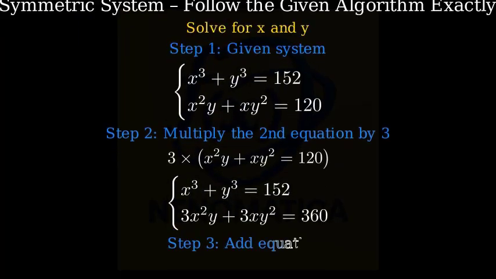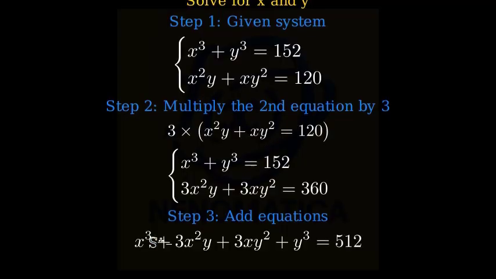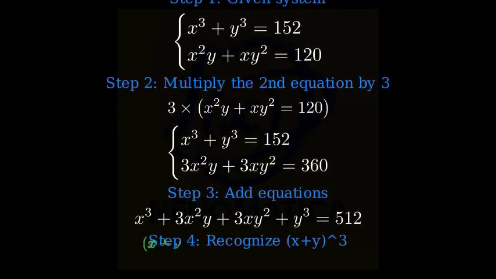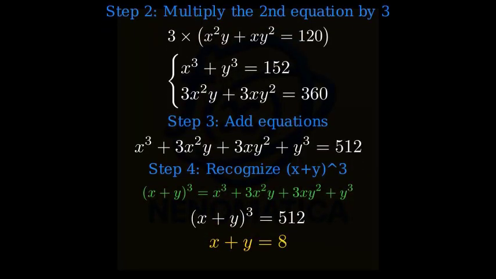Step 3. Add the two equations term by term. On the left we get x cubed plus 3x squared y plus 3xy squared plus y cubed. On the right, 152 plus 360 equals 512. Step 4. Recognize the binomial cube. x plus y all cubed equals the left side. Therefore, we have (x plus y) cubed equals 512, which is 8 cubed. So x plus y equals 8.